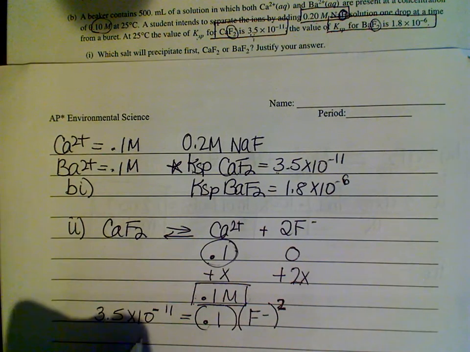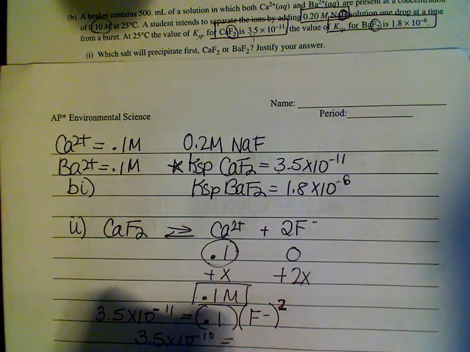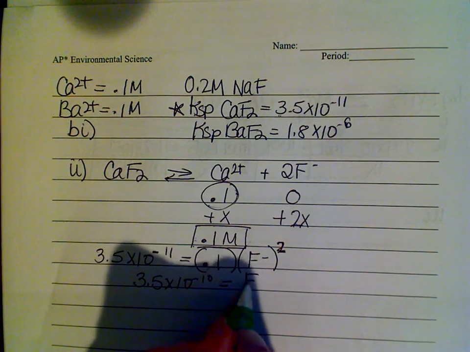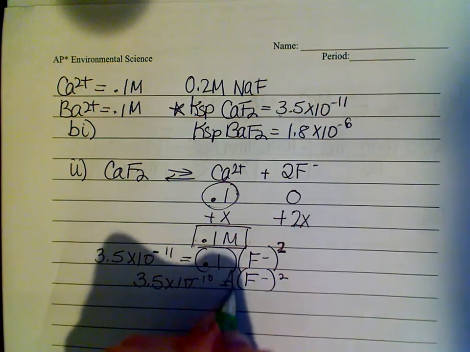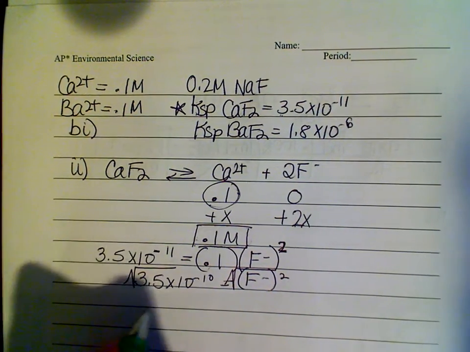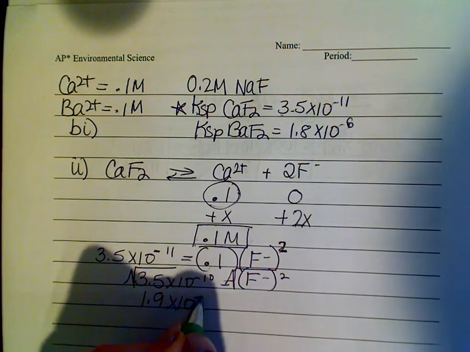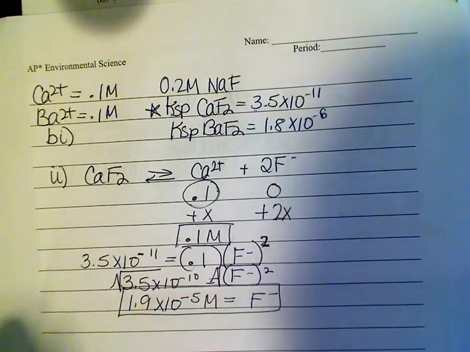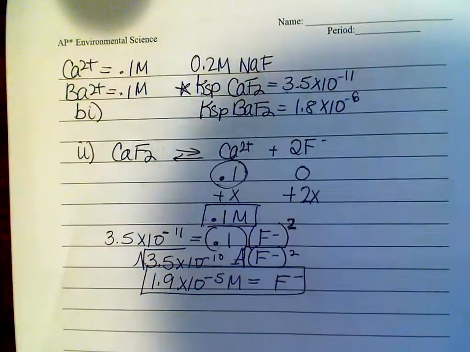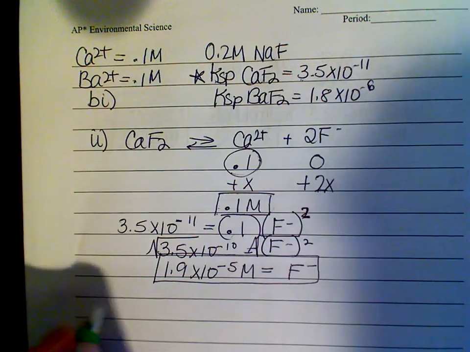So moving this to the other side, we get 3.5 times 10 to the minus 10 is equal to the concentration of F minus squared. So all I got to do is take the square root of both sides. So take the square root of this and the square root of that. So I would say that 1.9 times 10 to the minus 5 molar is equal to F minus. And basically that's how much F minus ions I have to have in order to get the CaF2 to precipitate from where I start.